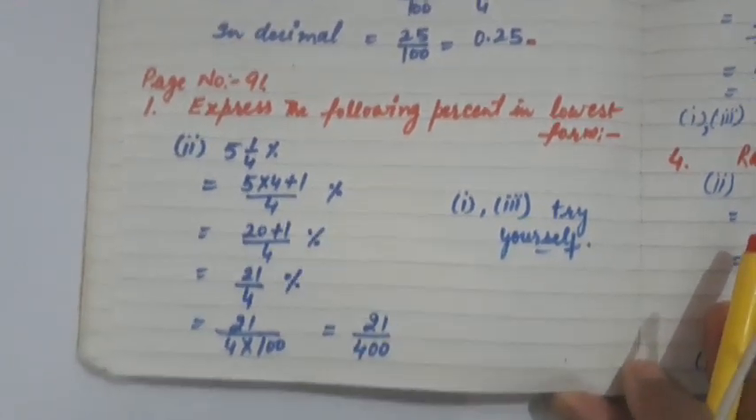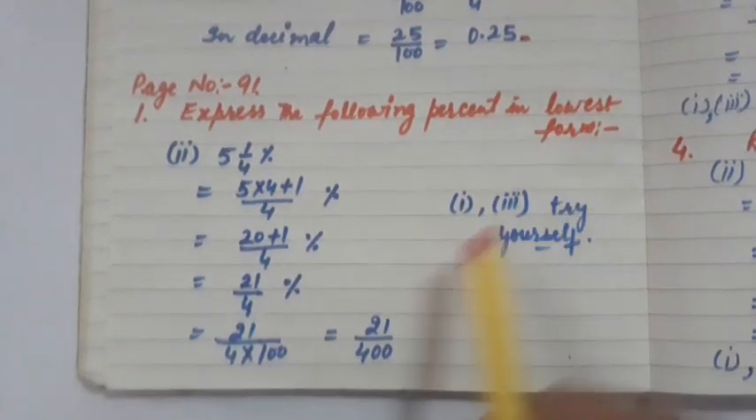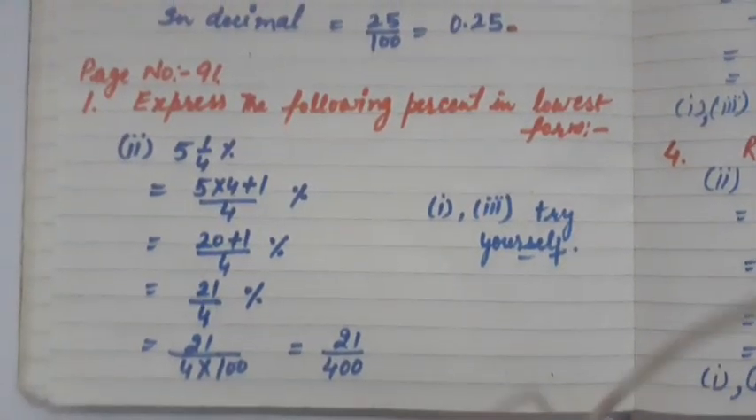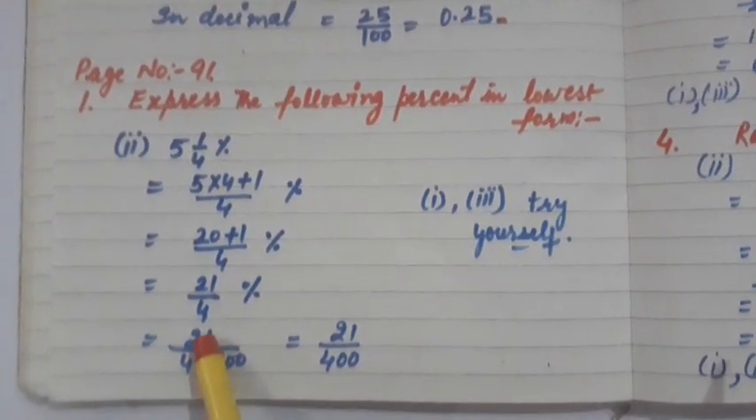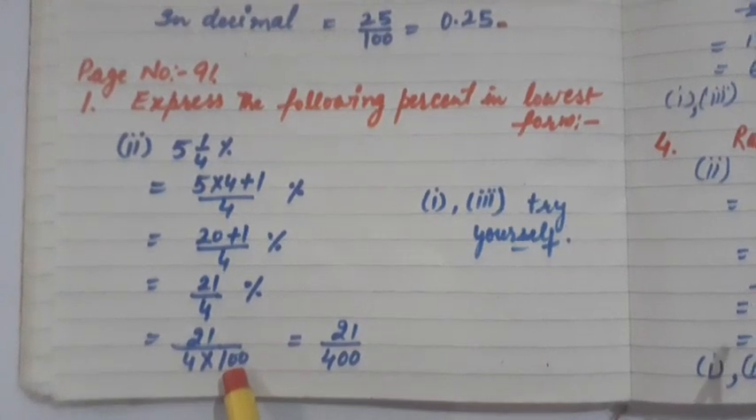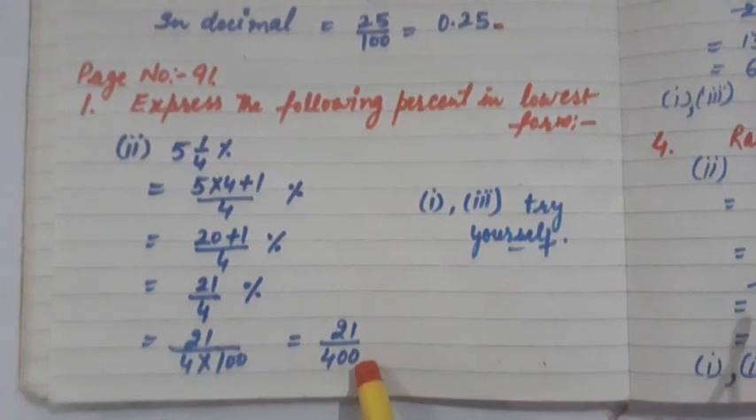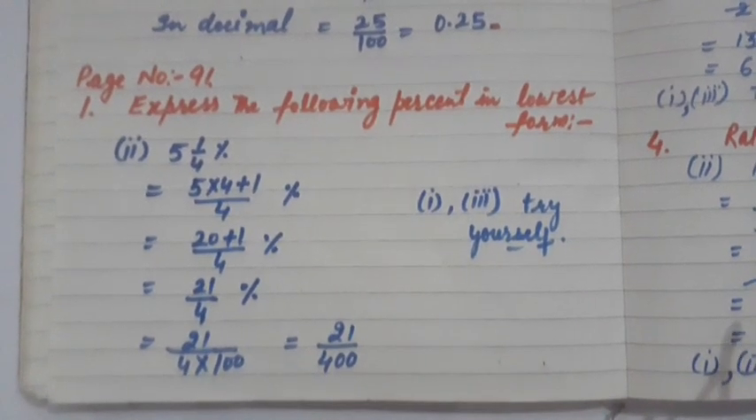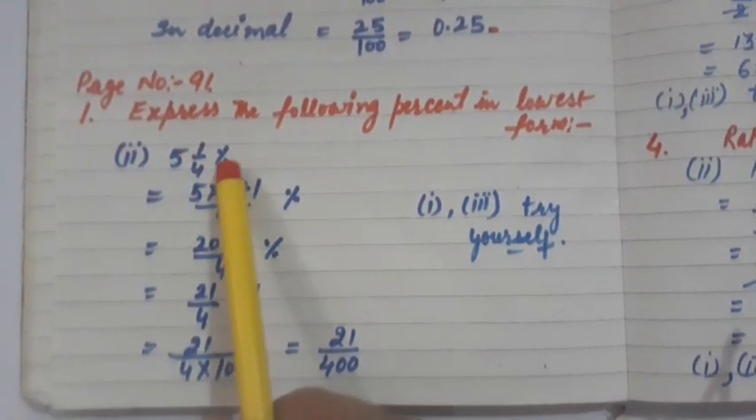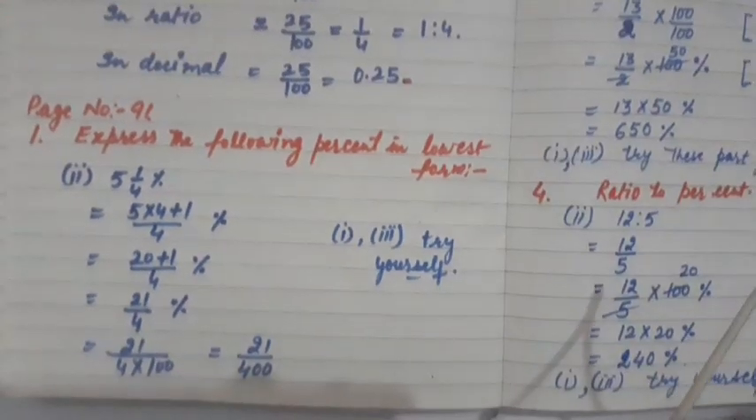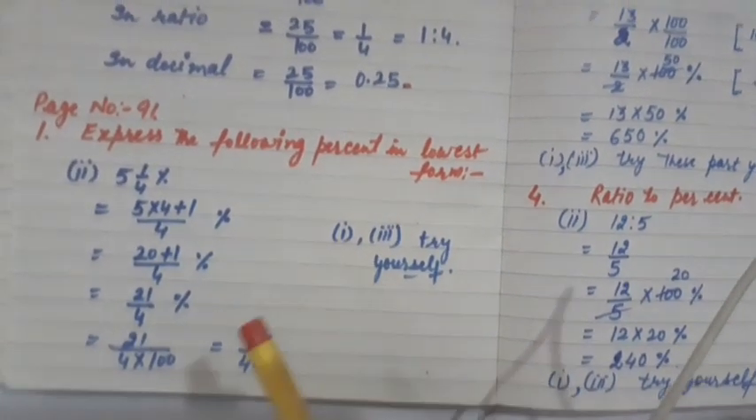Now we have to convert it into lowest form. We will change this percent sign to upon 100. So it is 21 upon 4 into 100. It becomes 21 upon 400. This is the lowest form because there is no common factor between these two. So this is the lowest form of 5 and 1 upon 4%. Third part you have to try yourself. First part is done in the book.